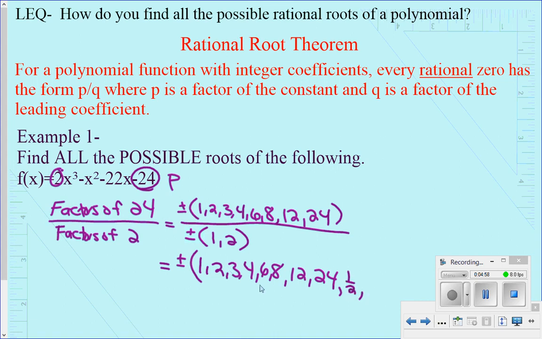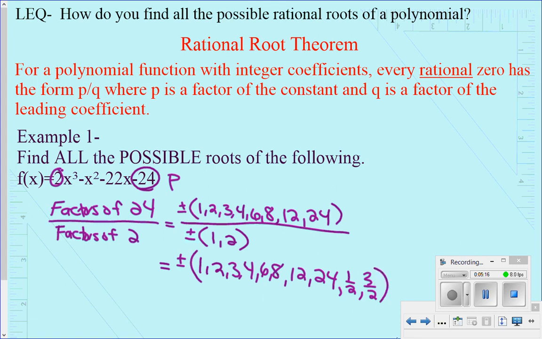2 divided by 2, that's 1, so it's already on the list. 3 divided by 2 is not on the list. 4 divided by 2 is 2, 6 divided by 2 is 3. You'll notice the rest of these, 8 divided by 2, 12 divided by 2, 24 divided by 2, they're all already on the list. So now my list is complete.